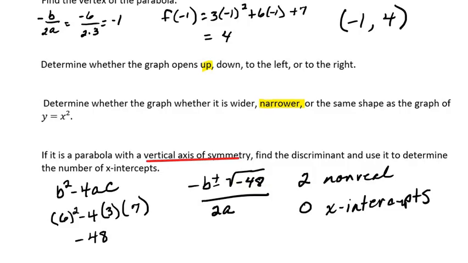I have negative 48 for the discriminant. So putting negative 48 into my quadratic formula, I have negative 48 under the radical sign. That means I have non-real solutions. I actually have 2 non-real solutions. So I have 0 real solutions, so 0 x-intercepts.